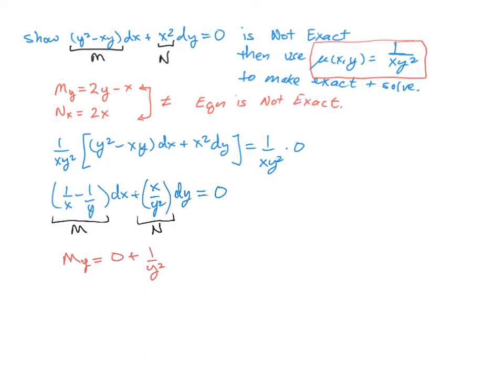That's already a y to the negative 1. Subtracting 1 makes it y to the negative 2 and changes the sign. And then N sub x is equal to 1 over y squared. You notice that these two partials are now equal to each other. And so the new equation is exact.